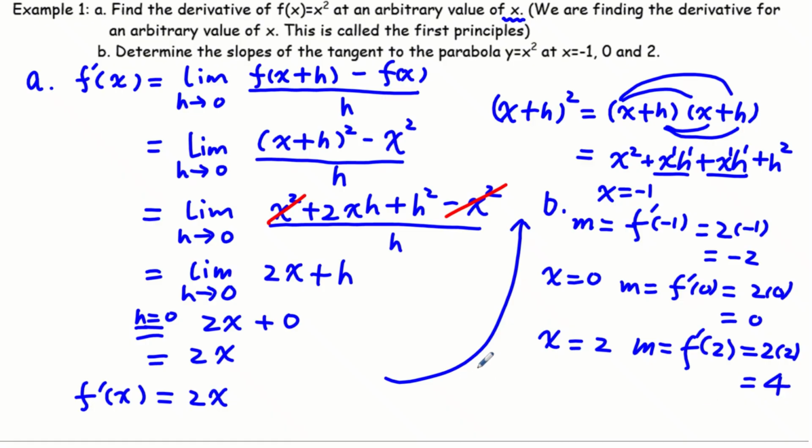So this is how you use the definition of the derivative of a function, which is the slope of the tangent, to find the derivative of the function at each point and at each x value. And this represents the slope of the tangent at this x value. So that is our first example.